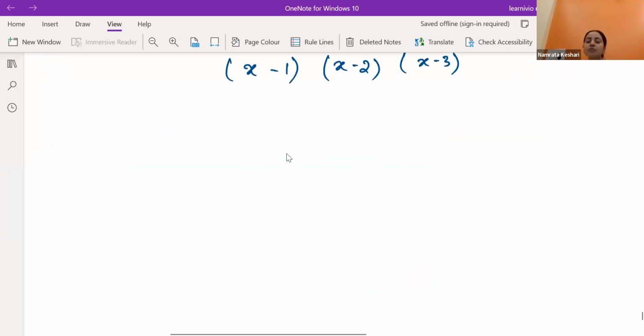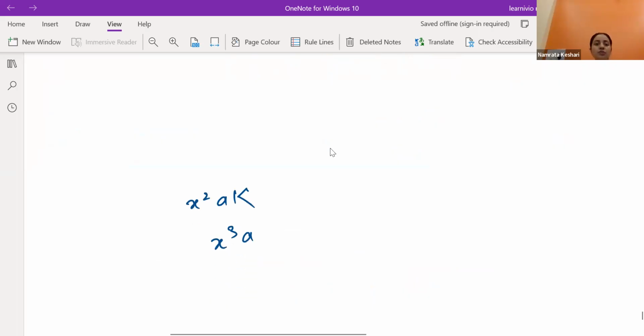Okay, so while finding the LCM, what do we do? Let me take one example. Suppose we have x square a k and we have x cube a. What is the LCM? We do the factorization of this one, x into x into a into k, and we do the factorization of this one also, x into x into x into a.